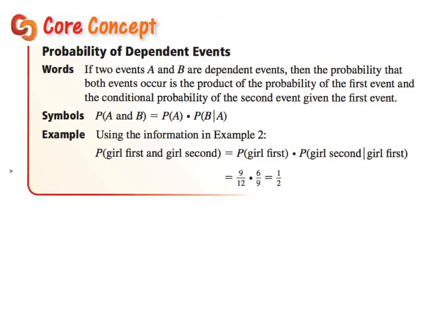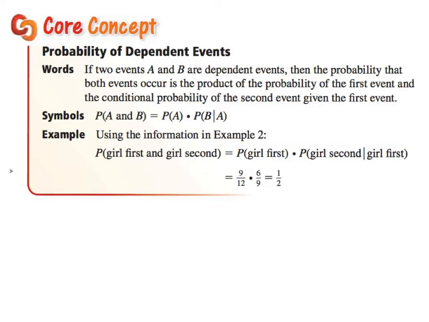So, here is our concept. If 2 events, A and B, are dependent events, then the probability that both events occur is the product of the first event, which is the probability of just A, multiplied by the conditional probability, which is the probability of B given that the first event has already happened.